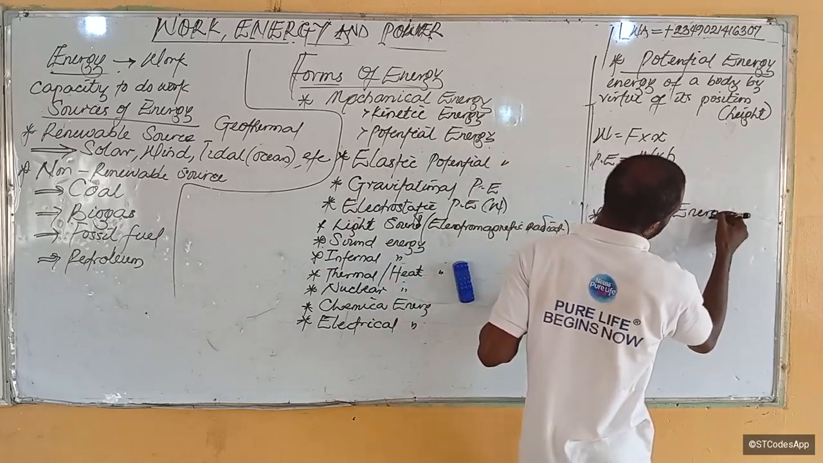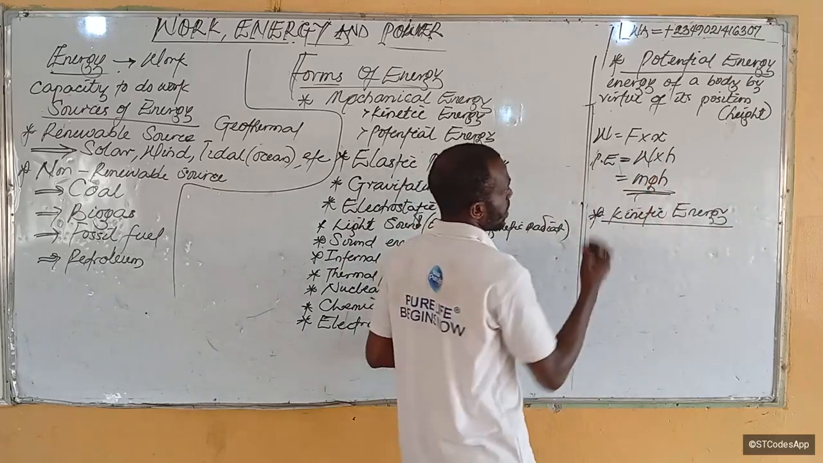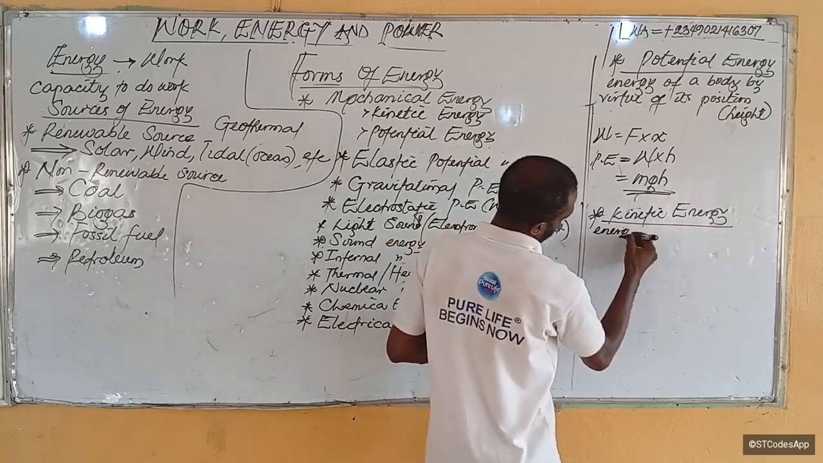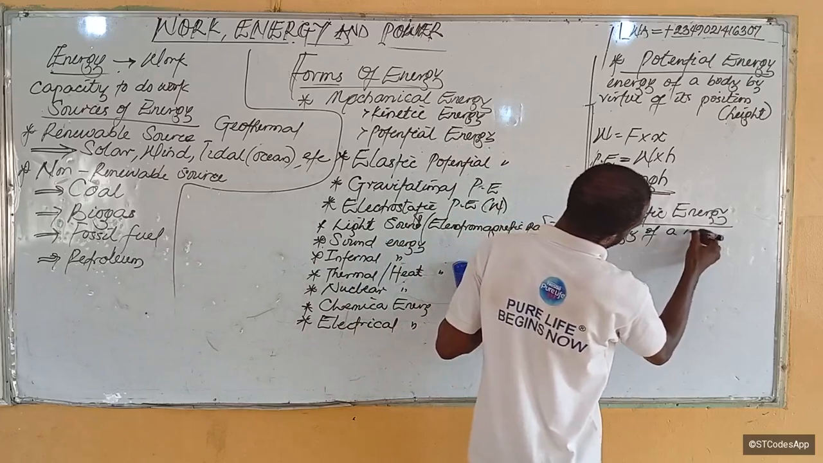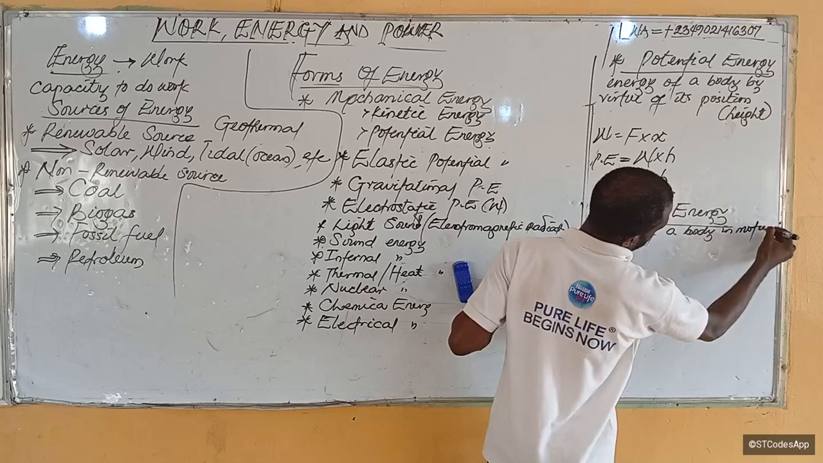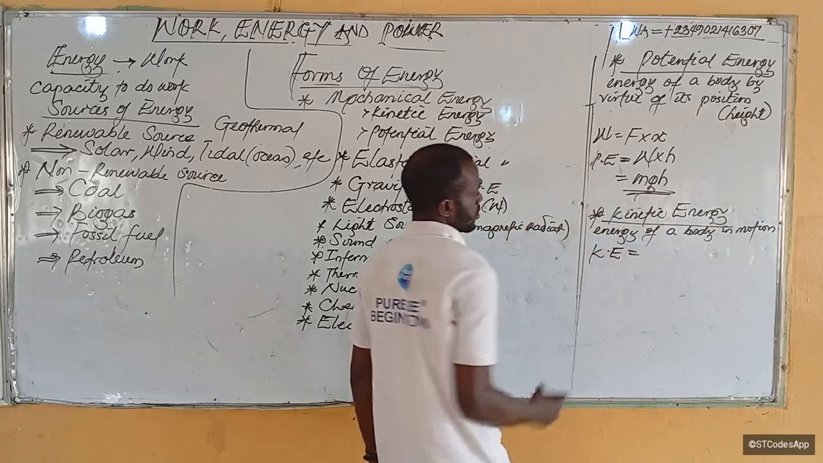So how about kinetic energy? We can derive the formula for kinetic energy from here also. Kinetic energy is the energy of a moving body. Energy of what? Of a body in motion. So we call it KE for short.